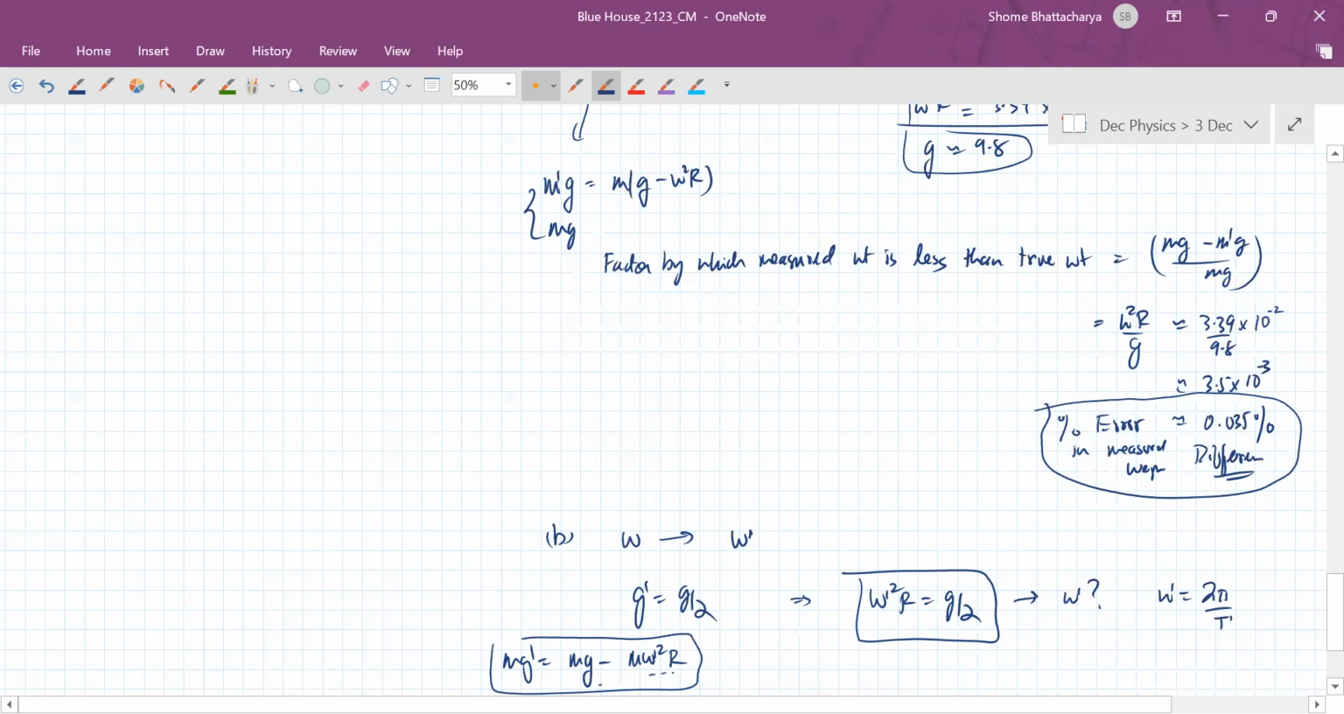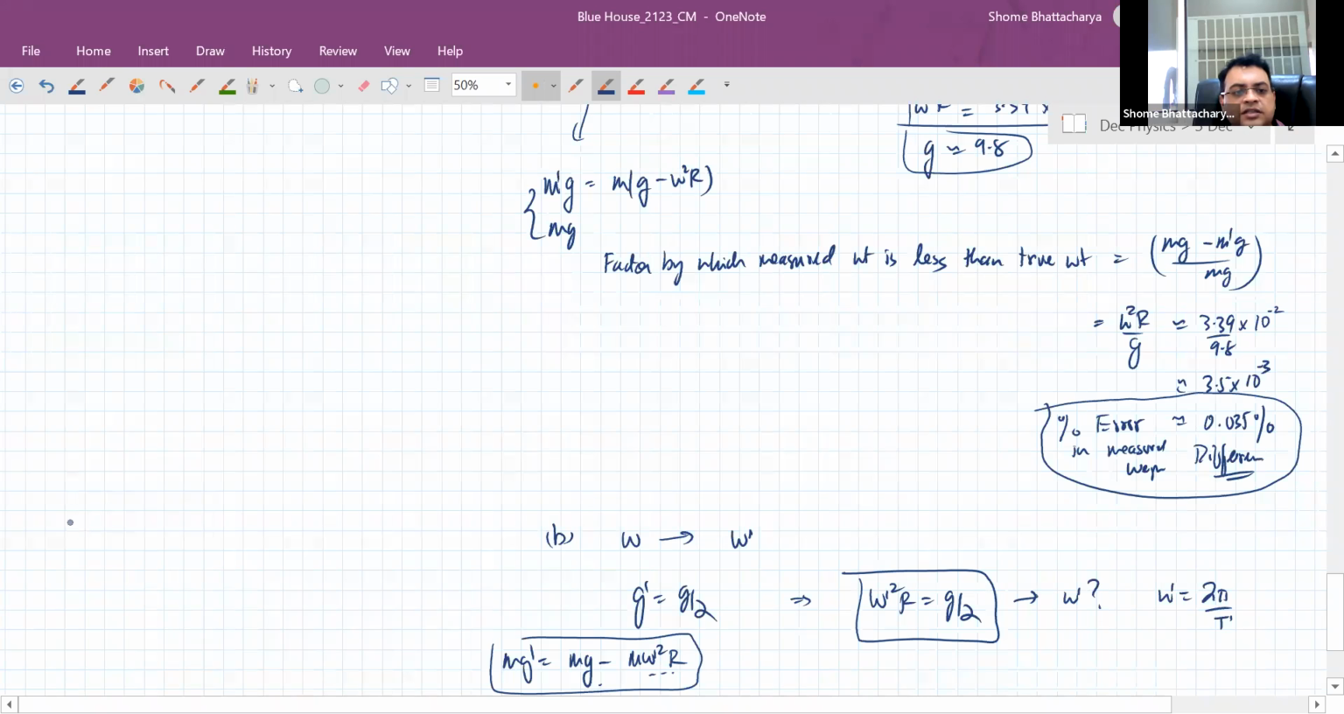Yes, sir. So you get how the duration of the day has changed. In fact, you can even relate it like this, that omega upon omega prime is 2 pi upon 24 hours divided by the new time period. So once you find your omega prime, you can find the new time period or the new duration of a day like this.